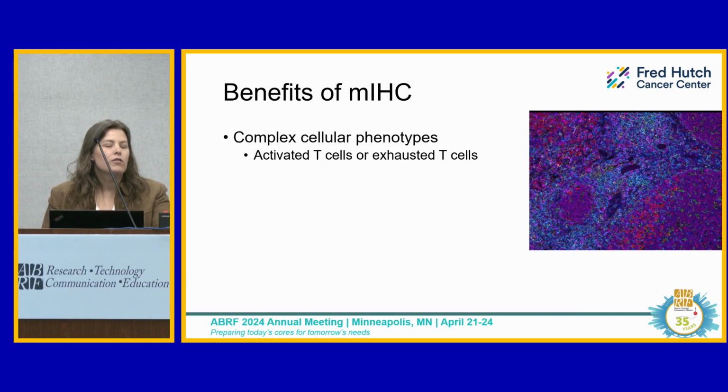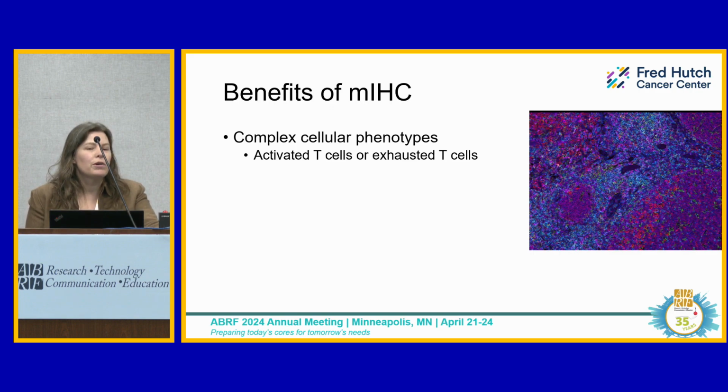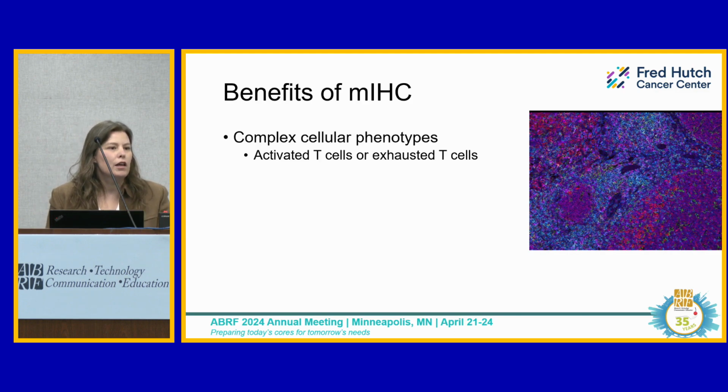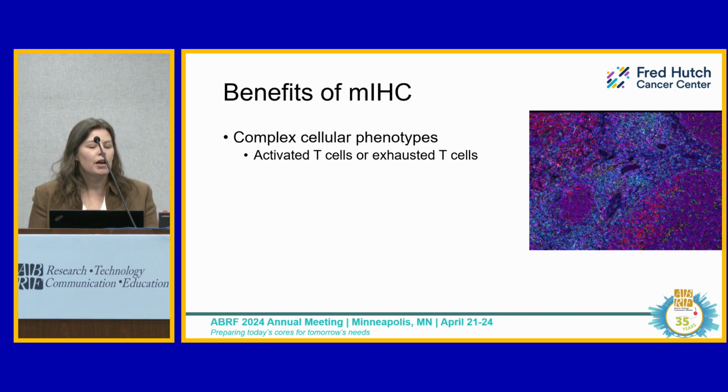So just to begin, sort of the benefits of mIHC, why would you want to bring these types of services to your core? When we think about putting multiple antibodies on a tissue at once, they will allow us to do things like really investigate complex cellular phenotypes. So for example, you could think of using a single antibody and being able to label a T cell. If we use multiple antibodies, we can start to understand a little bit more about what that T cell is doing. We can see if it's activated. We might see that it is actually an exhausted phenotype.